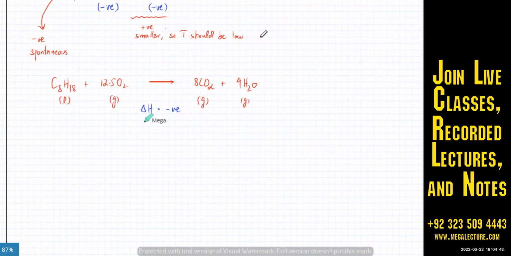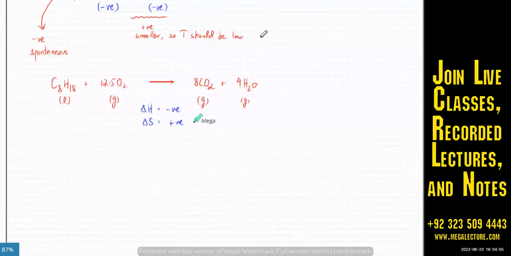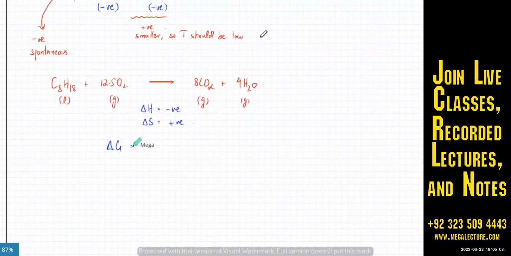What do you think the entropy change is? Is it an increase in disorder or decrease in disorder? Increase in disorder. So that's positive, right? There's a gain of disorder. So I'm now going to try and figure out when will this reaction be spontaneous. So delta G is equal to delta H minus T times delta S.